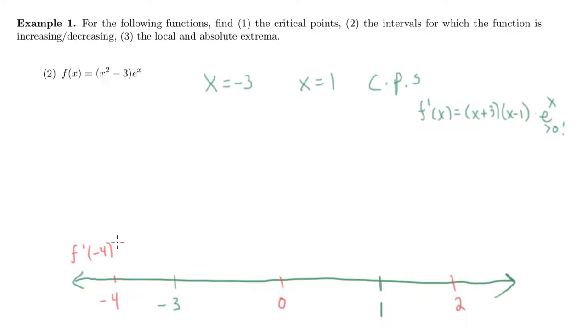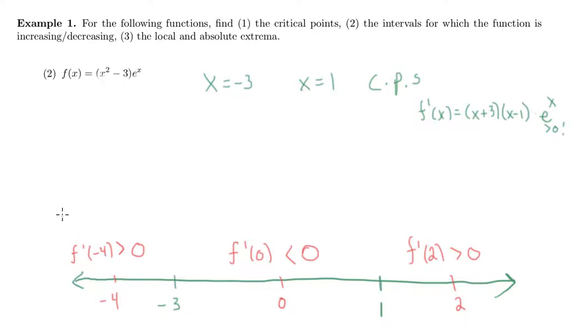So I think all in all, f prime of negative 4 is positive because we have a negative factor and a positive factor. Now for 0, we're going to have a positive factor, a negative factor, and a positive factor. So that's one negative and two positives. That makes a negative. Now for 2, we're going to have positive, positive, positive. So f prime of 2 is positive.